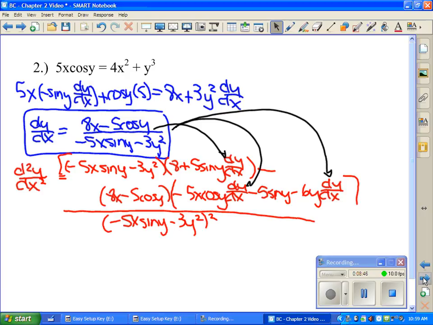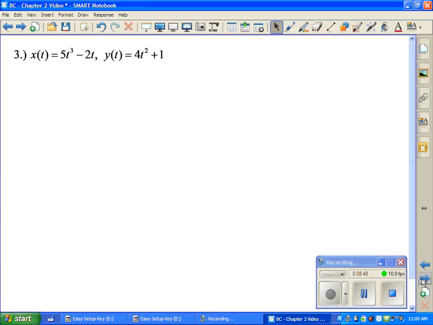So there was implicit. And then we bounced to chapter 9 and we looked at parametric and polar derivatives. So parametric dy/dx was equal to dy/dt over dx/dt. dy/dt in this case is 8t. dx/dt is 15t squared minus 2. So that would be my parametric derivative.